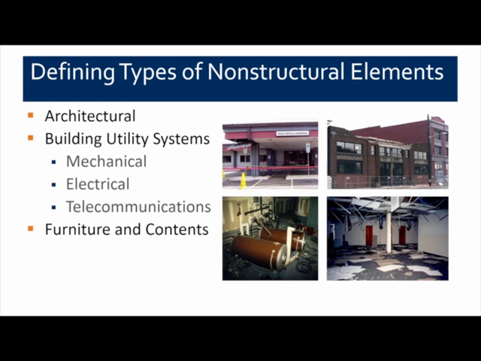Now, when we talk about the performance of buildings, we're usually concerned with the structural framing, but in addition to that, we also want to consider the non-structural elements that are part of the building. And these can include several different things: the architectural components of the building, the utility systems, which would be mechanical, electrical, and telecommunications facilities, as well as the furniture and contents within the building.